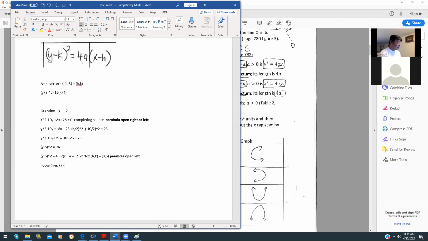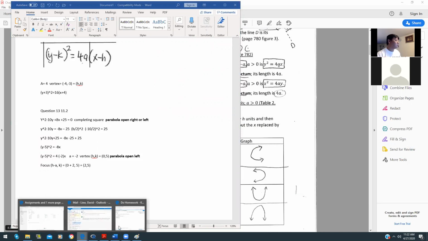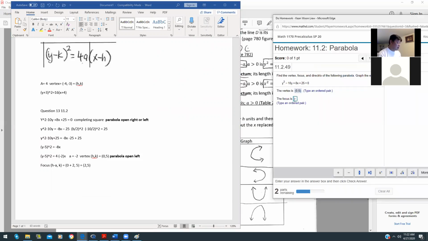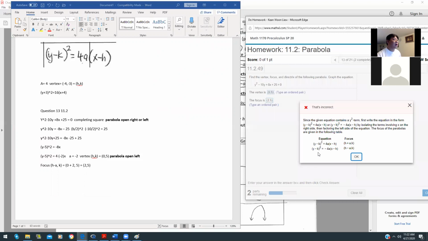So in this case, h is 0, minus negative 2, so that is a plus 2. And then k in this case is 5. So your focus point in this case is 2, 5. Okay, so that is your answer for your focus point, 2, 5. So if you follow the formulas provided to you, oh, this is wrong. h minus a. Oh, okay.